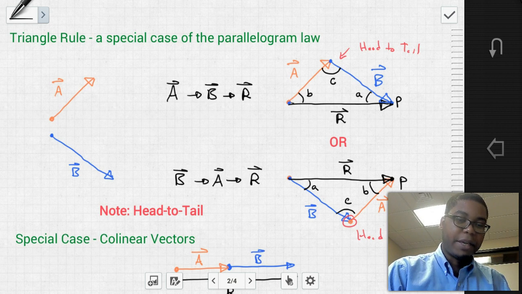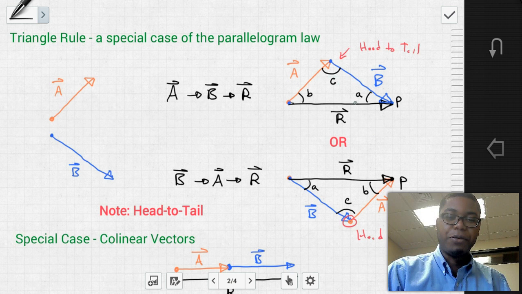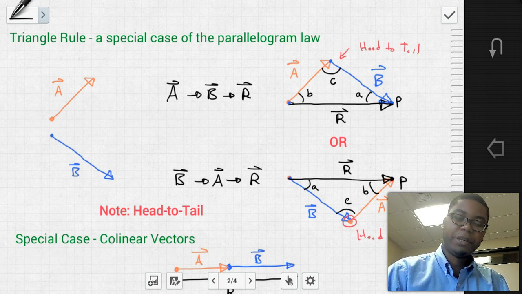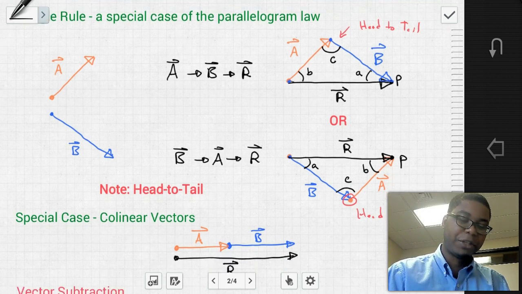Now notice that the triangles that we form using the triangle rule each have unique interior angles. There's not a similarity in those angles. But later on we can use trigonometry in order to determine these angles A, B, and C. So now, what's a special case?